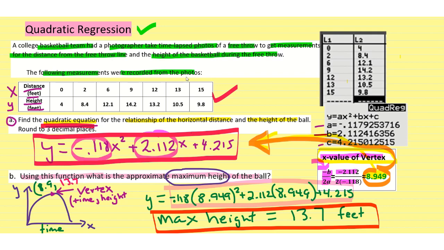So hopefully that helps you understand how to think about these problems. This is how we generate the equation using our calculator, and this is how we find the vertex and therefore the maximum height that our basketball is going to reach before it hits the basket.